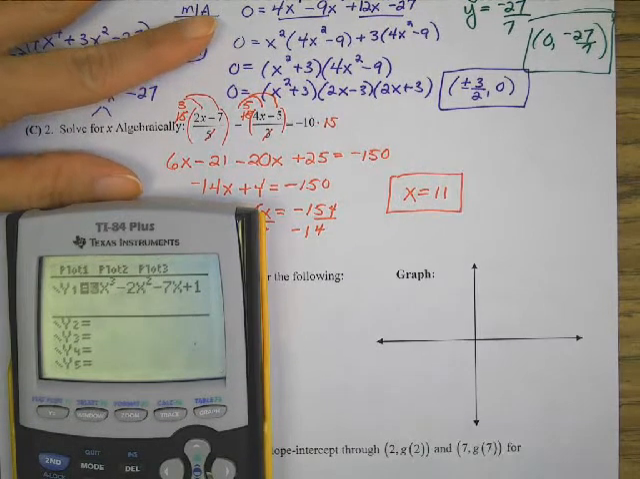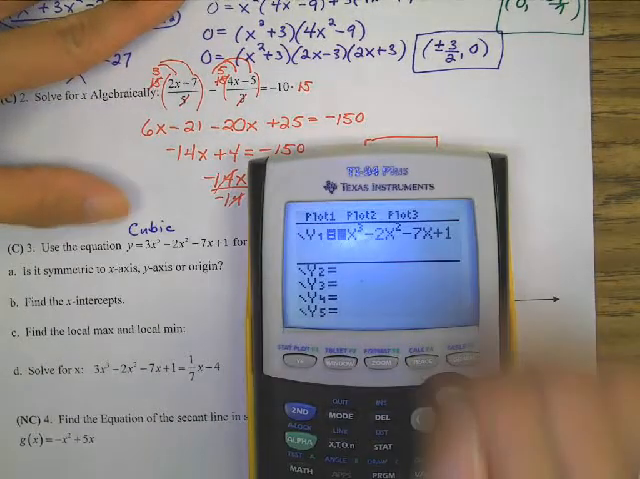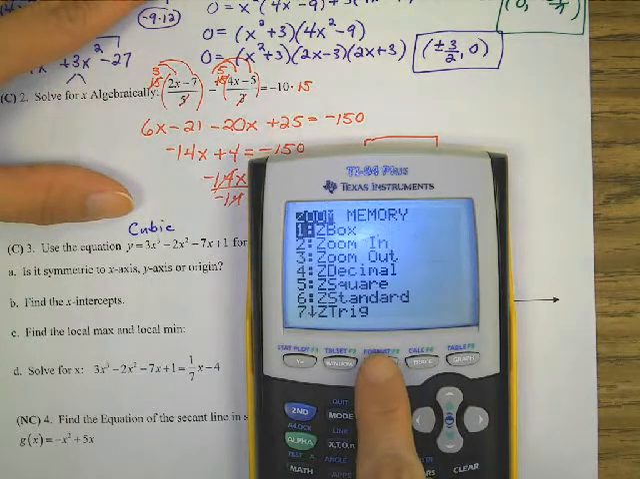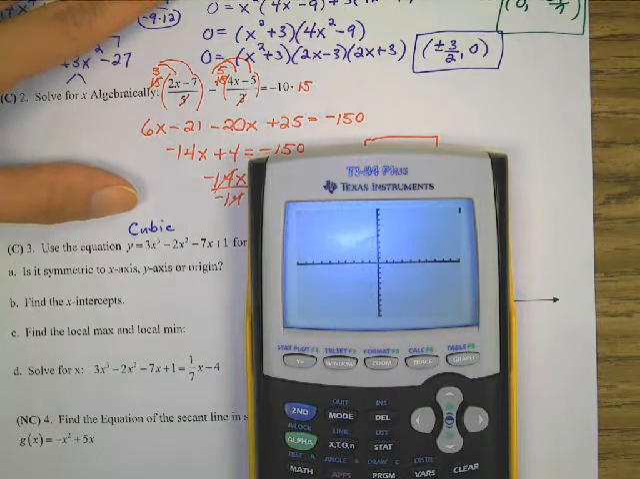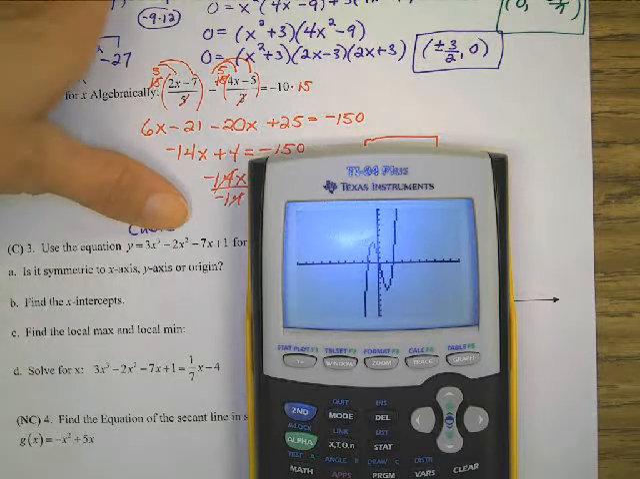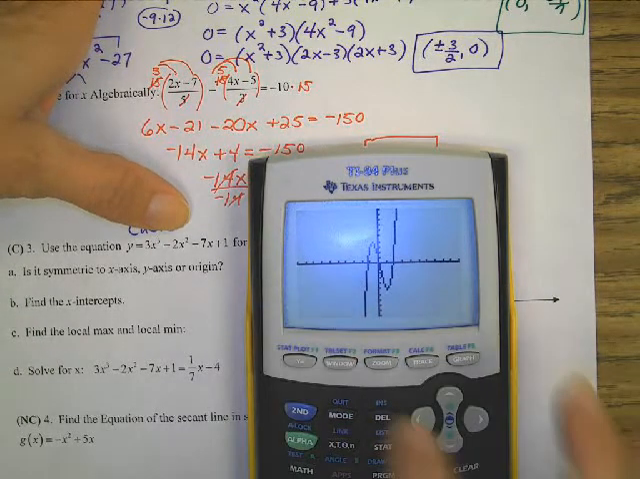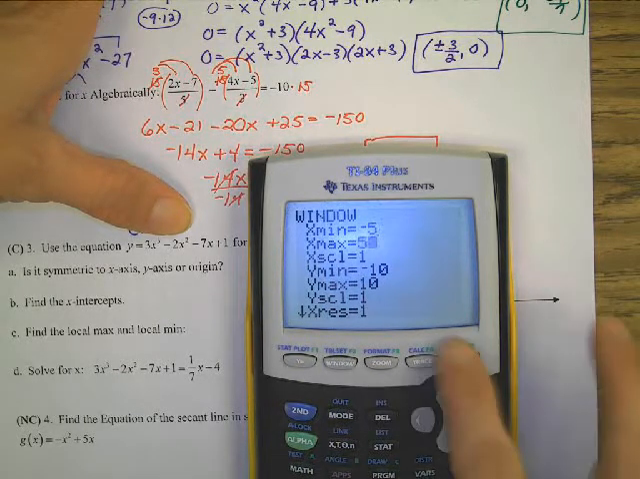And then remember, the regular viewing screen is Zoom, and it's number 6 standard right there. So I'm going to pick standard, which is 10 by 10. And if you don't like what you see, you can zoom in, out, things like that. Okay, I think this is pretty good. Maybe I'll squeeze in just a little bit there. So let's change the X window to -5 by 5. I'm seeing a clear graph here.